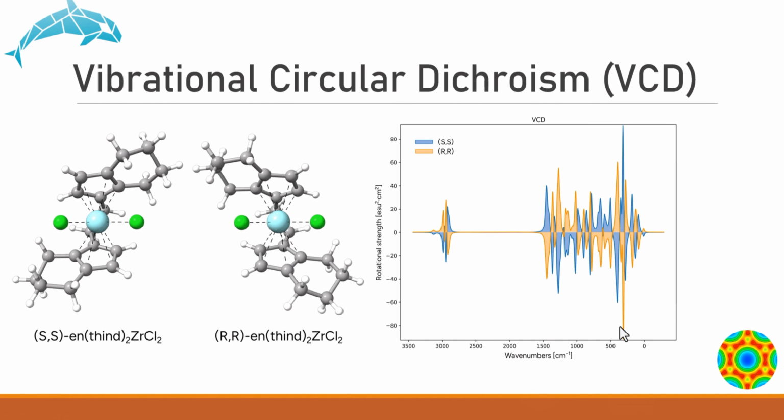And vibrational circular dichroism, we can also do this one in order to see the enantiomers SS and RR. So this blue color is SS and the orange color is RR. So we can do the calculation and we can plot like this. We can get our vibrational circular dichroism spectra.